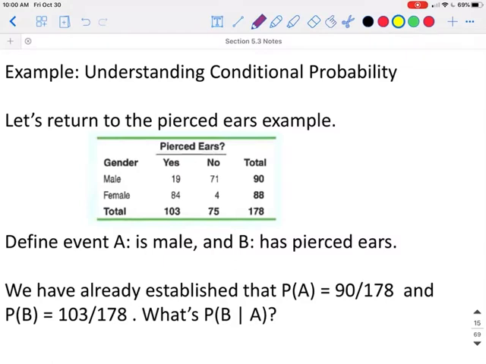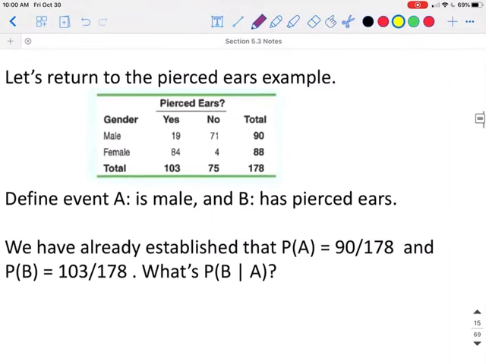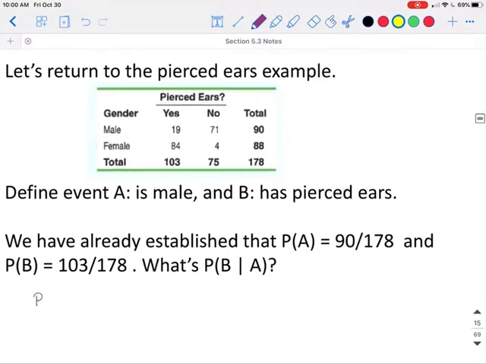What's the probability of event B given event A? Now, to do this, the probability of event B given A tells us we already know that the student is male. So we're going to look at the total number of male students, in this case, which is 90. And given that they're male, how many of them have pierced ears? We know the total number of men who have pierced ears is 19. So the probability of event B given A is 19 out of 90.